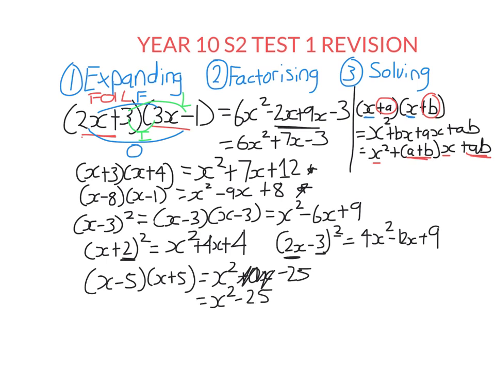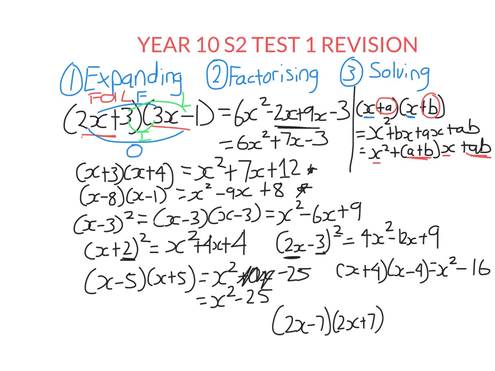So note, when we have two brackets that have the same things inside them, but one has a plus and one has a minus, all you do is square the first, square the second, and stick a minus between them. Have something like 2x minus 7, 2x plus 7. This is the difference of two squares. Both brackets are the same, except one has a plus, one has a minus. So you square the first, you square the second, and stick a minus between them.